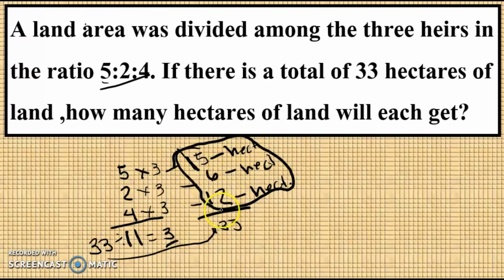15, 6, and 12. Okay, chinek lang natin ha para malaman natin kung tama ba ang total na 33. So, ayun. Okay, so again yung procedure. Add lang natin yung ratio, 5 plus 2 plus 4, that is 11. And then, ang total niya, 33. Divide natin, 33 divided by 11. So, that is equals to 3. Then, lahat ng ratio, multiply natin by 3. 5 times 3, that is 15 hectares.